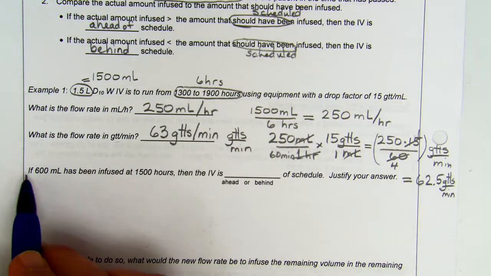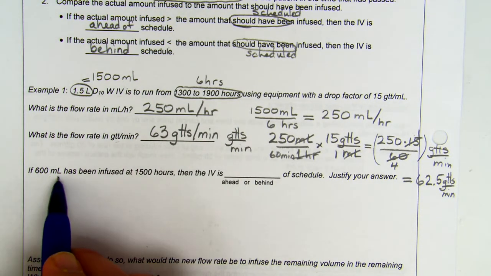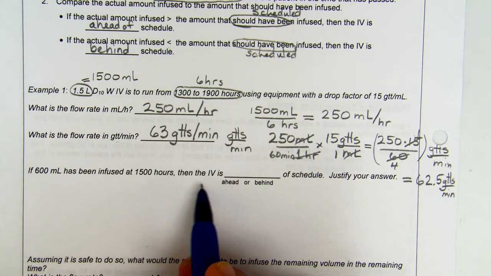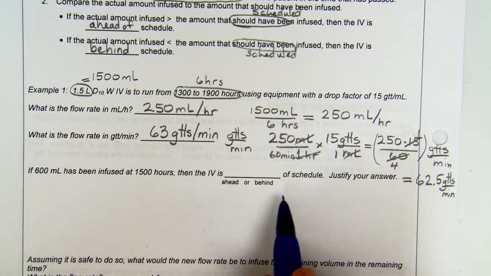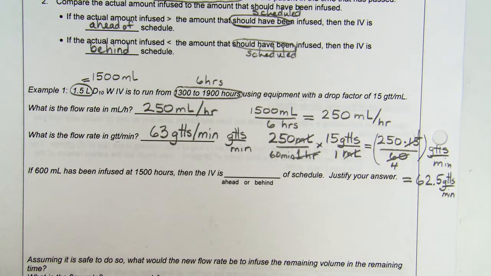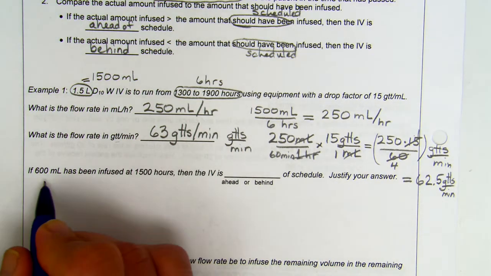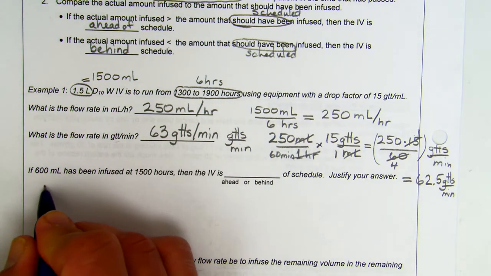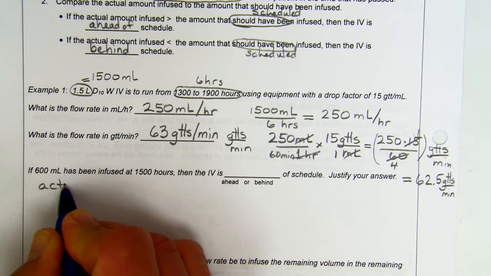All right, so now we're going to look and see if 600 milliliters has been infused into the patient at 1500 hours, whether the IV is running ahead or behind schedule, and we're going to justify our answer too. All right, so if we look at the 600 milliliters that's been infused into the patient, that's the actual infusion.